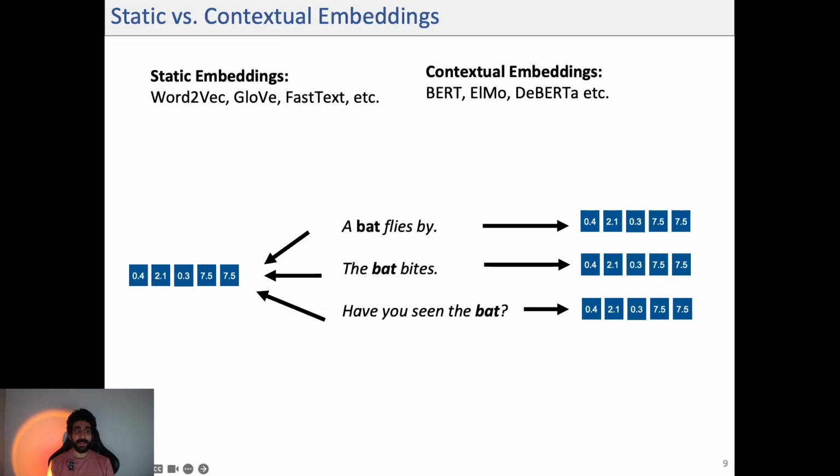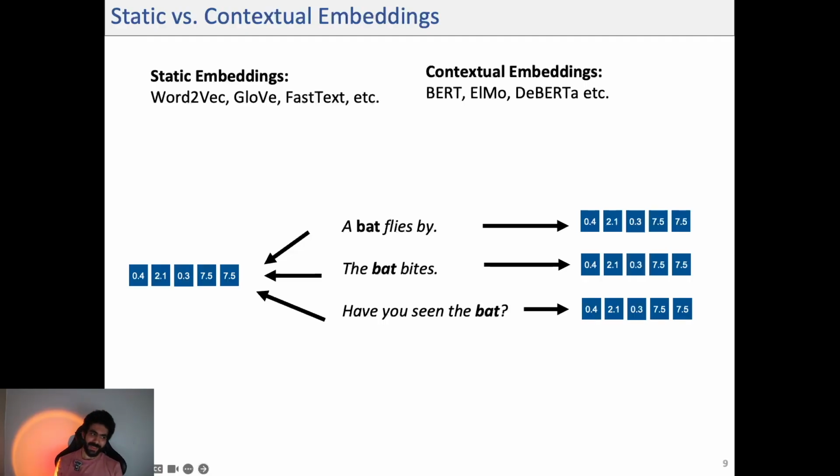But language isn't that simple, right? In this example, bat clearly has different meanings. And that's where contextual embeddings come in. On the right side, we use models like BERT, ELMo, DeBERTa, and so on. These models look at the entire sentence. So the word bat gets a different vector in each sentence, shown by the three different vectors, because its meaning actually changes with the context. And this is a huge step forward. It means the model isn't just memorizing words, it's actually understanding the usage of the words.